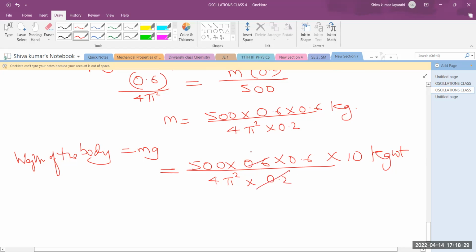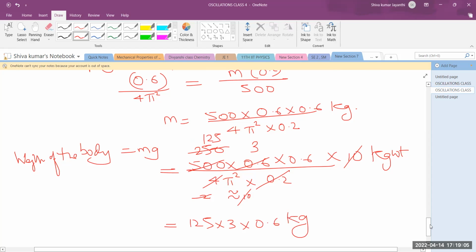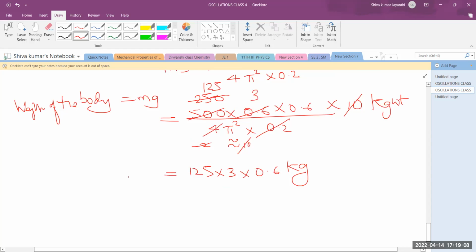Just cut this 3 times. Yes. 4 and this will cut 250. 125. Nothing else can cancel. Pi square is there. Pi square is almost equal to 10. Do you know that? Pi square is how much? 3.142 into 3.142, you do, you get almost 10. This 10 and this 10 are cancelled. So what will you get? The approximate answer is going to be 125 into 3 into 4.6. This will be the weight of the ball, this many kgs. So you do this answer. Okay.